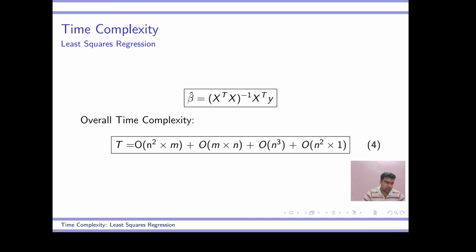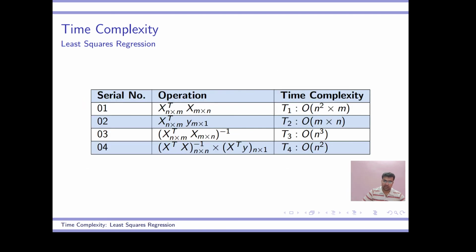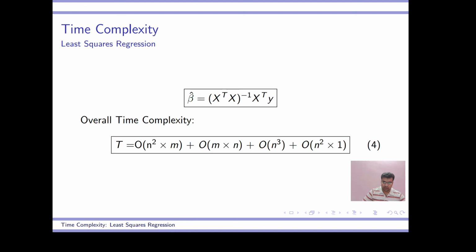So the overall time complexity for computation of the solution to the least squares regression problem would be order of n square times m plus order of mn plus order of n cube plus order of n square. Okay, so these basic terms are the ones we have computed earlier. The terms for t1, t2, t3 and t4 are put as such, and as such equation 4 is formed.